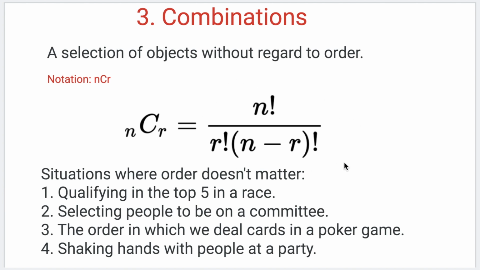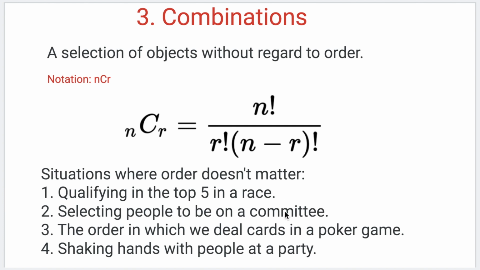To see how combinations are different from permutations, let's look at these 4 scenarios. Number 1, qualifying in the top 5 in a race. If you have a race in heats, normally they just take the top 5 or the top 2. So whether you qualify in the first position or the second position, it doesn't matter the order you qualify to go to the next round. That's a combination.